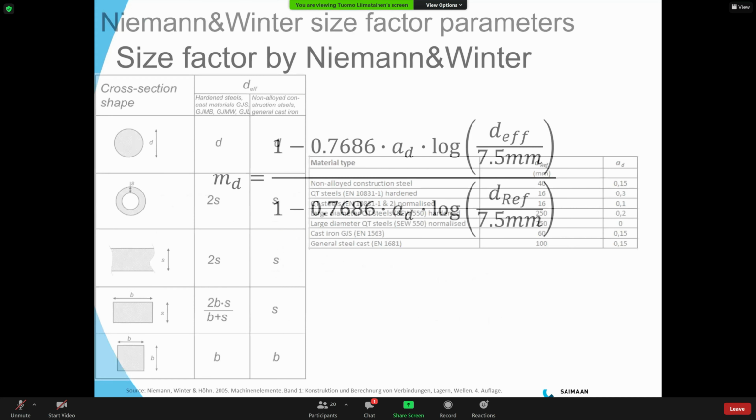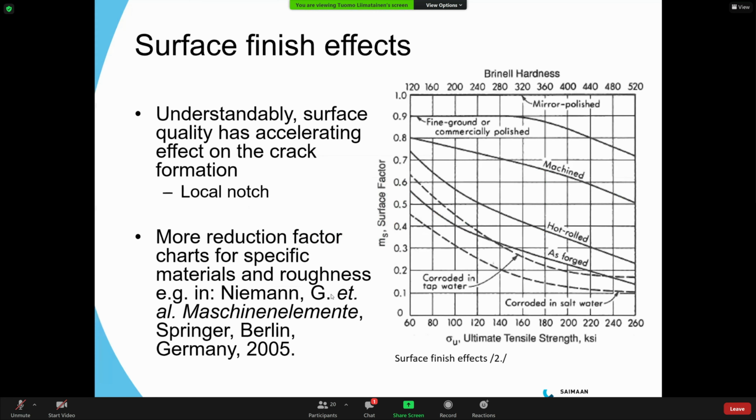In most cases. Then we have the surface finish effects. If we have a very rough surface, that also has an accelerating effect on the crack formation. You could consider a very rough surface as a small micro local notch, and that will ease the initiation of the crack. Here is one table for surface finish effects, which doesn't include the Ra surface roughness values, but it's just more general, considering the manufacturing method, how the components are manufactured. There are others also which include the actual Ra or Rz values in the equations, and you can find them, for example, in this previously mentioned Maschinenelemente, but this table is quite okay to use in the project work. And also it includes somewhat the effect of the ambient conditions, at least if it's in water.